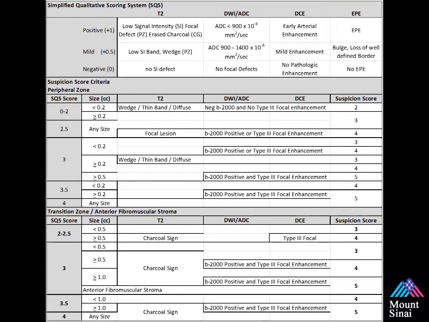For completeness' sake, I am including our simplified qualitative scoring system. This was an idea of just stratifying a patient's risk based on the sequences as seen in the first section above: positive, mild, or negative. We assigned a basic point value. Then we further stratified by findings of size, T2 morphology, and whether the B2000 was positive or negative, or whether there was type 3 focal enhancement, to improve our risk stratification.